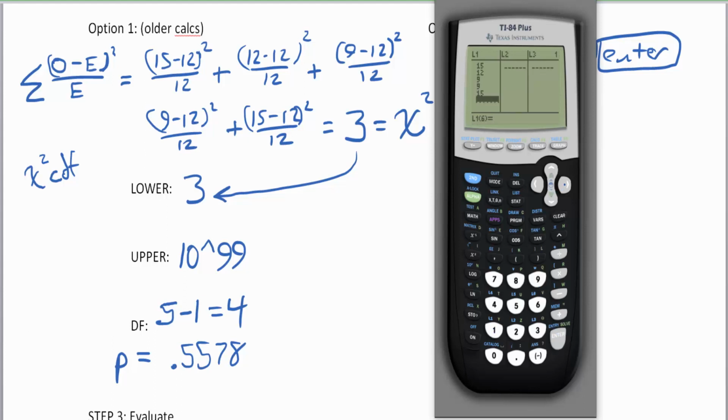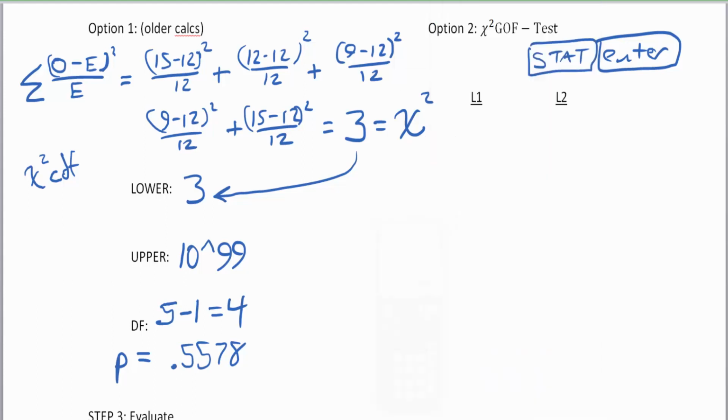Okay, now we're going to arrow key over to list 2, and we're just going to type in 5 12s, hitting enter after each 12. This way you have my observed in list 1 and expected in list 2. Now for your notes, let's actually write that down. Okay, so in list 1 we had 15, then 12, then 9, then 9, then 15, and in list 2 we had all 12s. This is in case you don't do the homework right after you take notes.